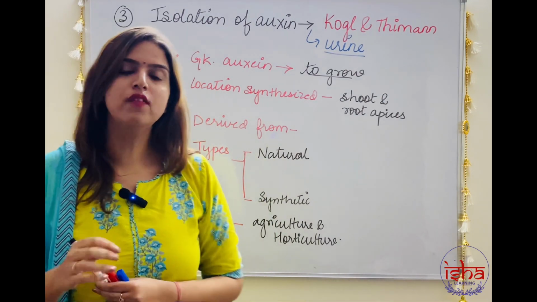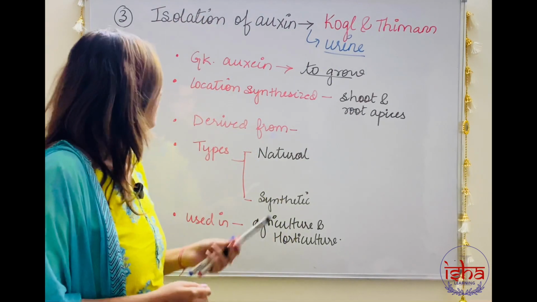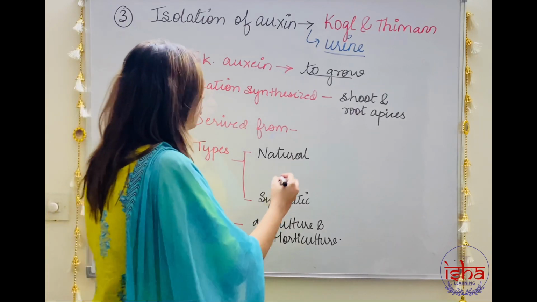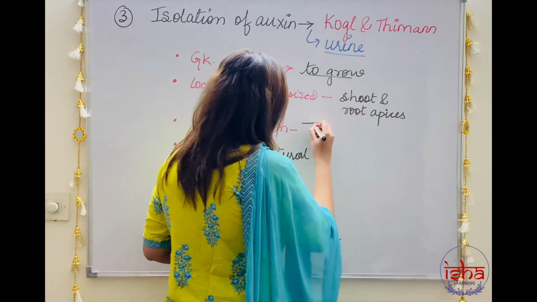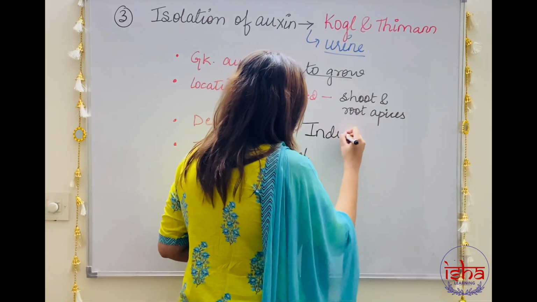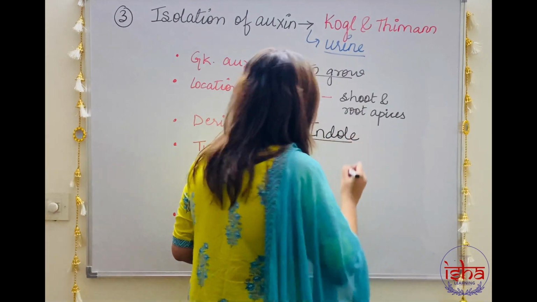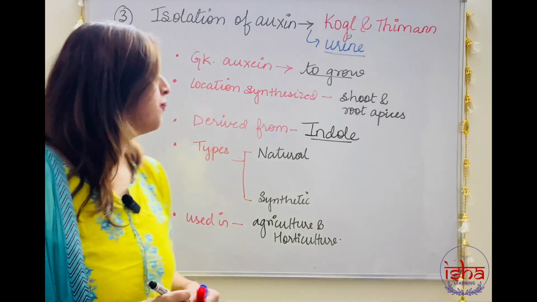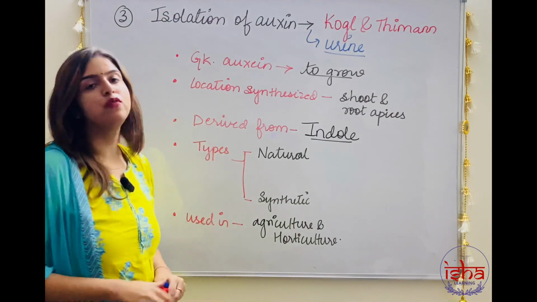जहाँ भी act करना होगा वहाँ वो migrate कर जाएगा. Now, what is auxin derived from? Chemically, as we've already discussed in the previous video, it is derived from a compound known as indole. So auxins are indole derivatives. Now, what are the types of auxins?